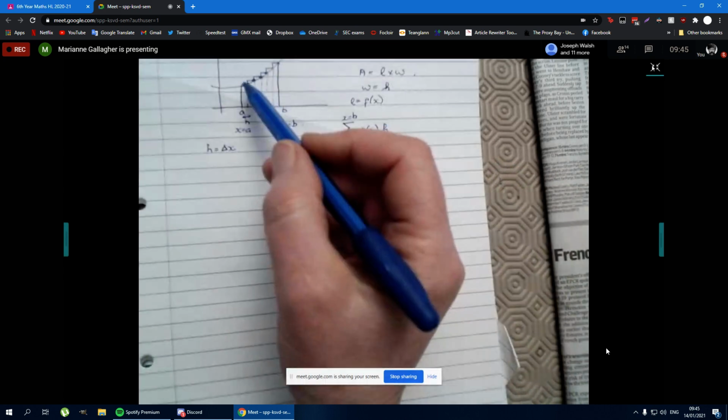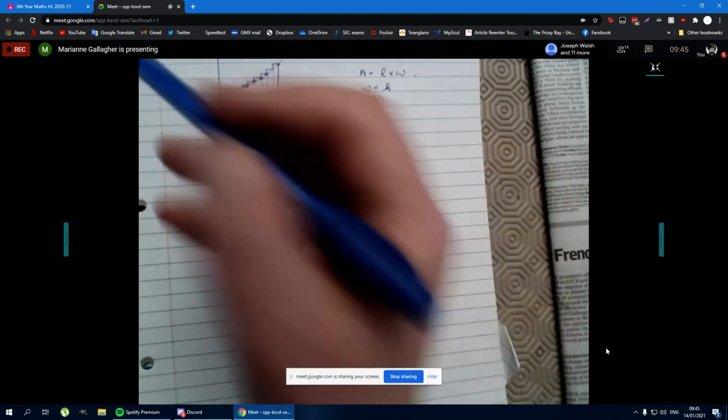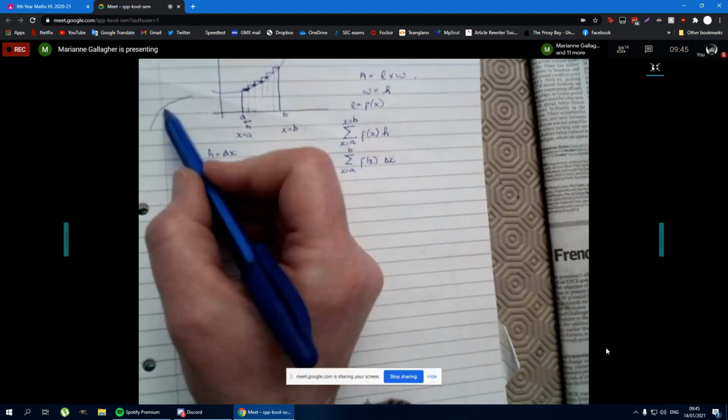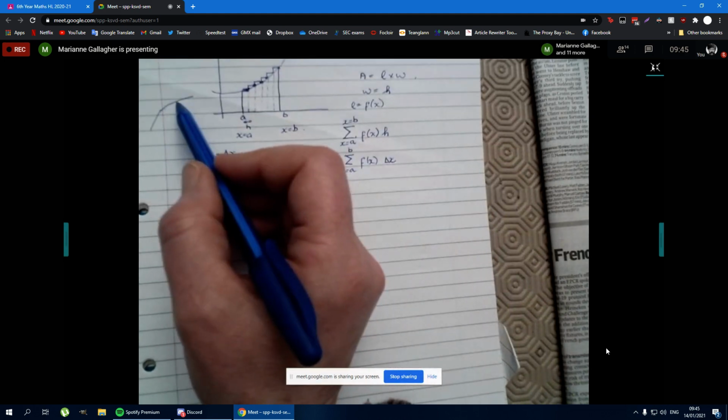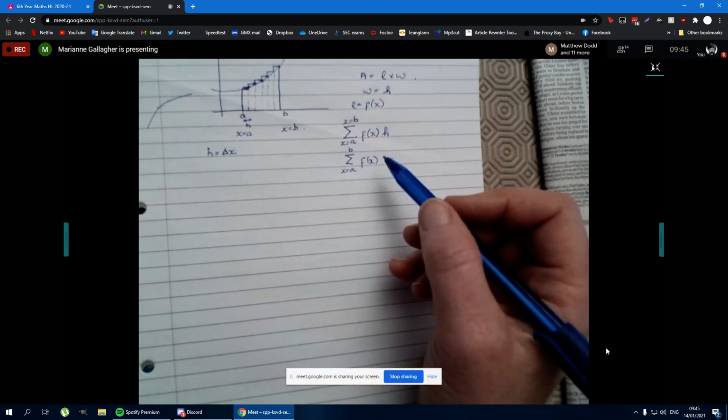And that'll give us a rough estimate. Here it's going to be an overestimate, and if your curve was like this, all your rectangles would be under the curve, so it'd be an underestimate. But it's an estimate of the area. Does that make sense?